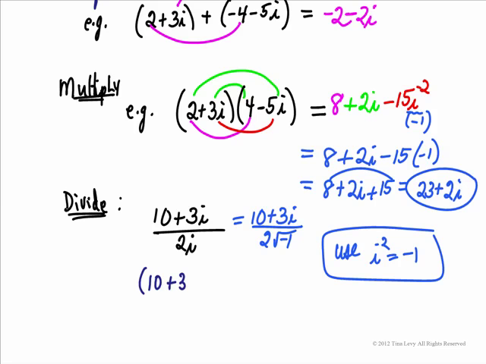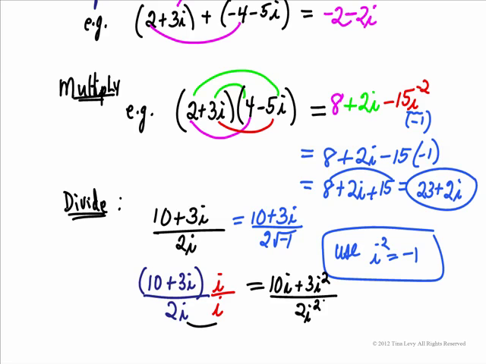So we have 10 plus 3i over 2i. We multiply top and bottom by i over i, which is 1. And now I distribute the i through, and I get 10i plus 3i squared over 2i squared. But the i squared has to become a negative 1. So it's 10i plus 3 times negative 1 divided by 2 times negative 1.